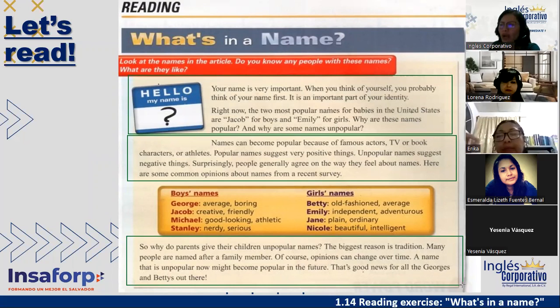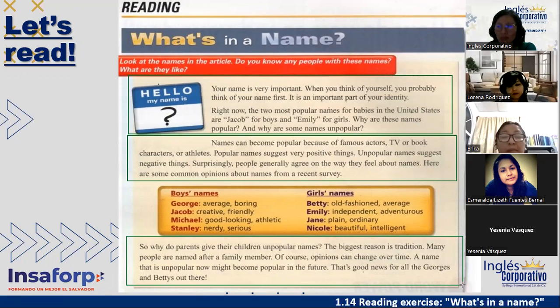So, why do parents give their children unpopular names? The biggest reason is tradition. Many people are named after a family member. Of course, opinions can change over time. A name that is unpopular now might become popular in the future. That's good news for all the Georges and Bettys out there.